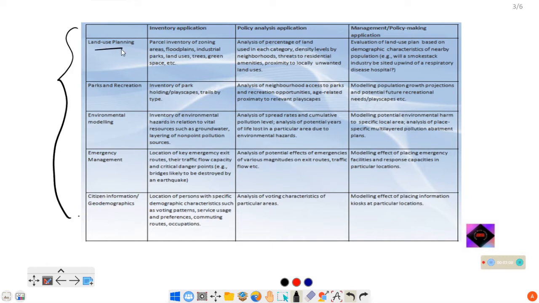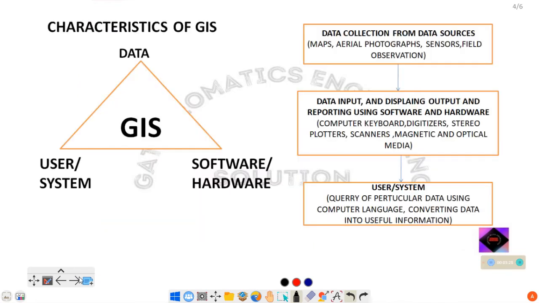One is land use planning, emergency management, recreational infrastructure development, environmental modeling and management. In each and every aspect which is related to geographical data or real world data, we need GIS to represent it in computer screen using various database management system and algorithm. Everything we shall learn in this course. So let us move to the next slide.